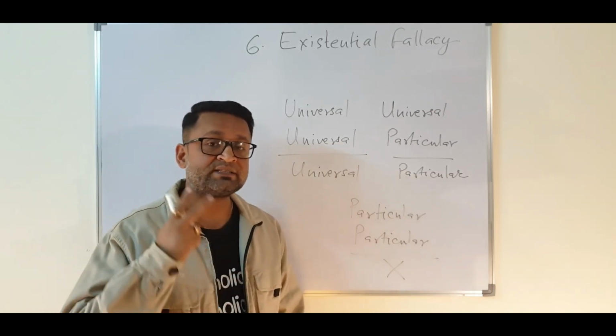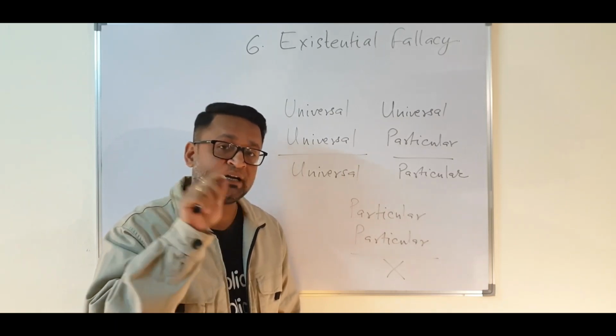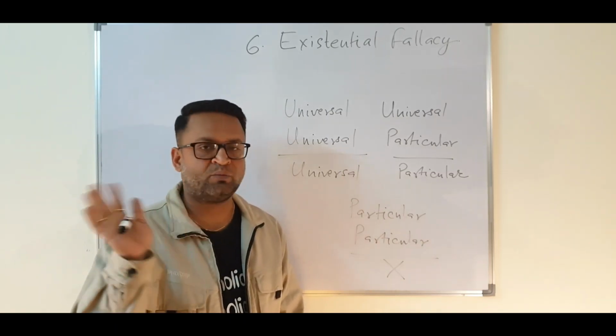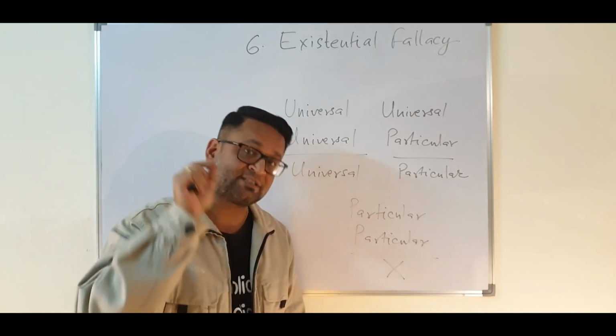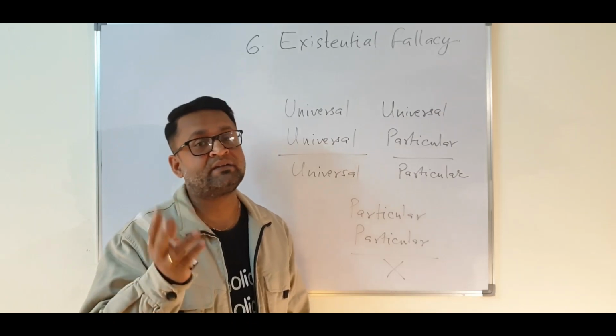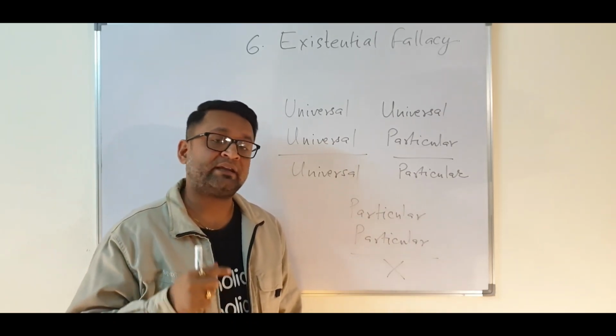Now, the second thing you should test is whether the middle term is distributed at least once in the premises. It can be distributed in both premises, no problem, but it should be distributed at least once. If it is not distributed in any of the premises, then undistributed middle will come. Then you have to check.